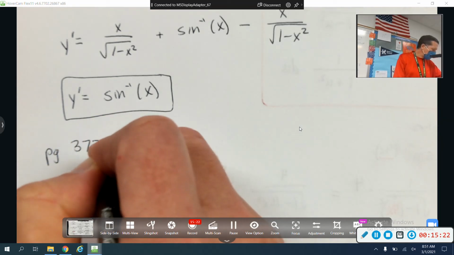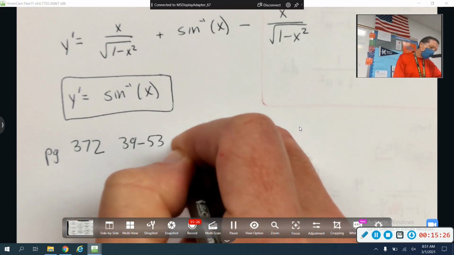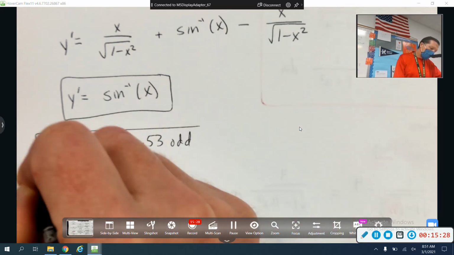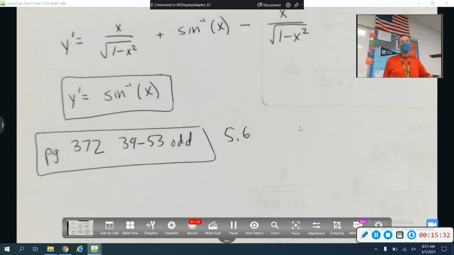All right, assignments page 372, 39 to 53 odd. Again, section 5.6 if you're checking in Calc Chat. So 3 new rules, or like 2.5 new rules, I guess, because sine and cosine are so similar. And again, this is just practice driving forward, but you got to practice because tomorrow we're going to take this new vehicle and go backwards. So you got to drive it forward before we can drive it backwards.